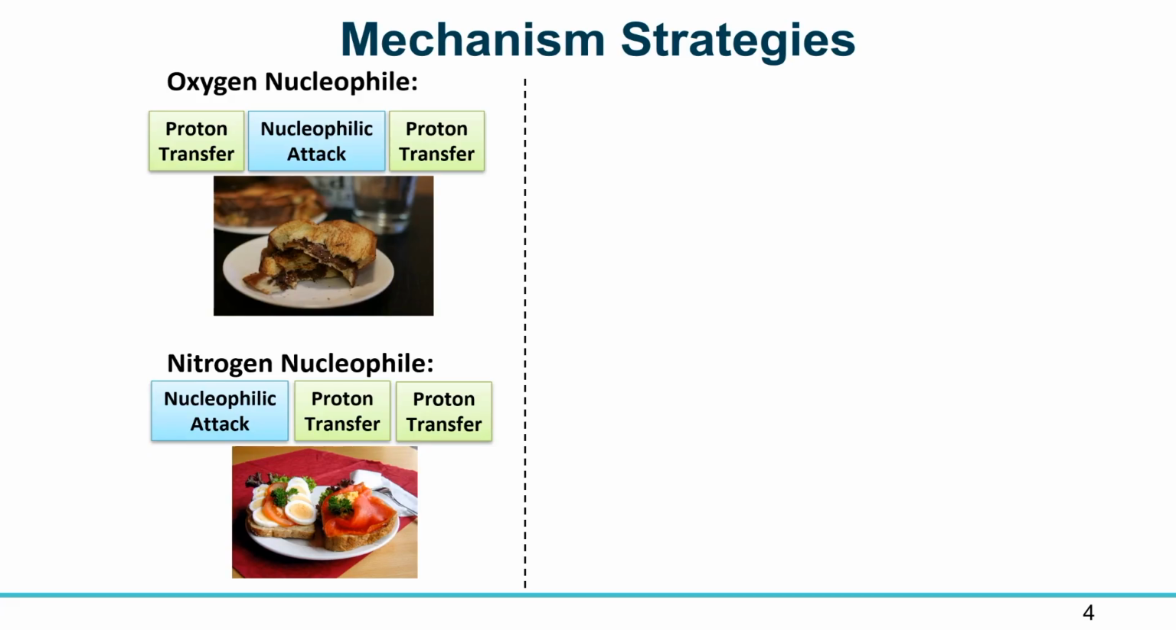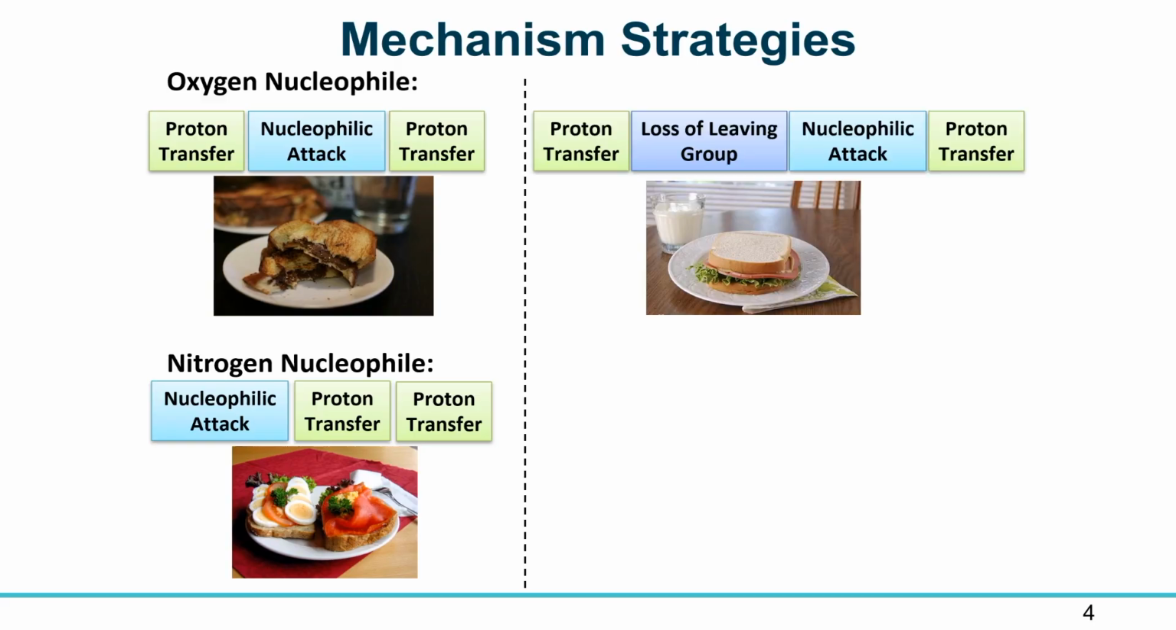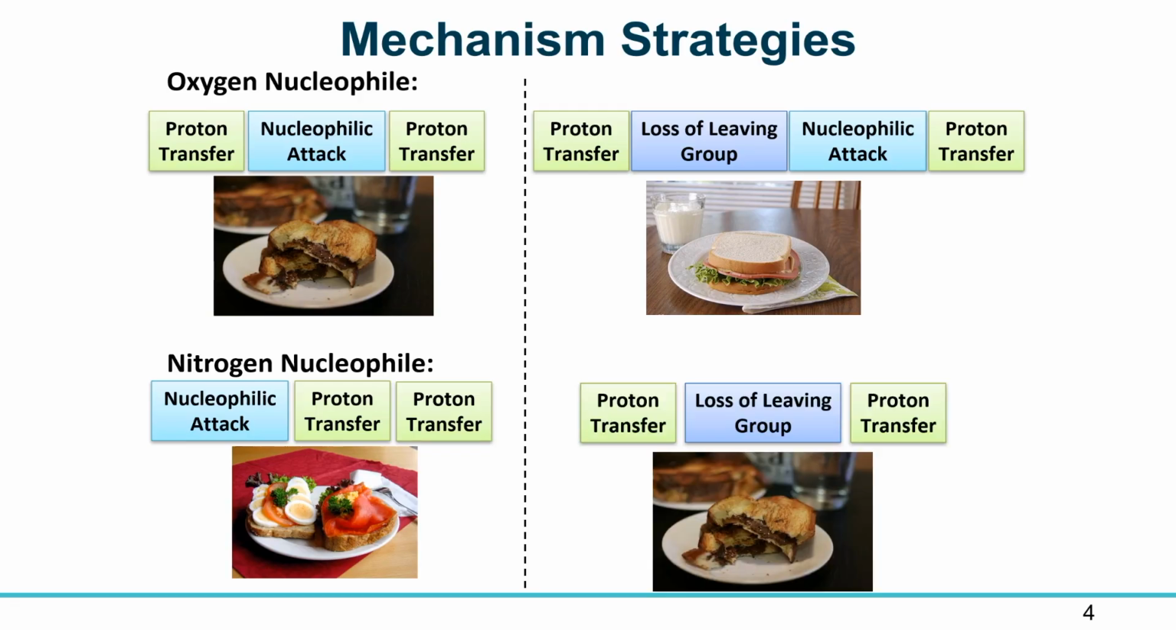Stage 2, formation of the acetal by an oxygen nucleophile, goes through a 4-step proton transfer sandwich of proton transfer, loss of leaving group, nucleophilic attack, proton transfer. While nitrogen nucleophiles, whether forming an imine or an enamine, go through a 3-step proton transfer sandwich of proton transfer, loss of leaving group, proton transfer.